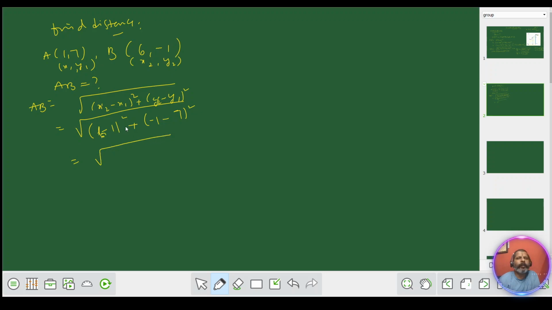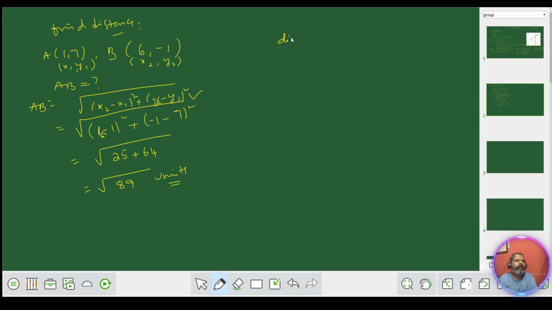So square root of 6 minus 1 is 5. 5 square is 25, plus minus 1 minus 7, which is minus 8. Minus 8 whole square is 64 because minus into minus will become plus. When you add the things in the bracket, 25 plus 64, it will be 89. When you find the distance, please write the units as the word unit itself. Units. No centimeter, no m cube. So this is one example. Just pay attention while substituting the values. Remember this formula. Let's see one more example for finding the distance of a point from the origin.